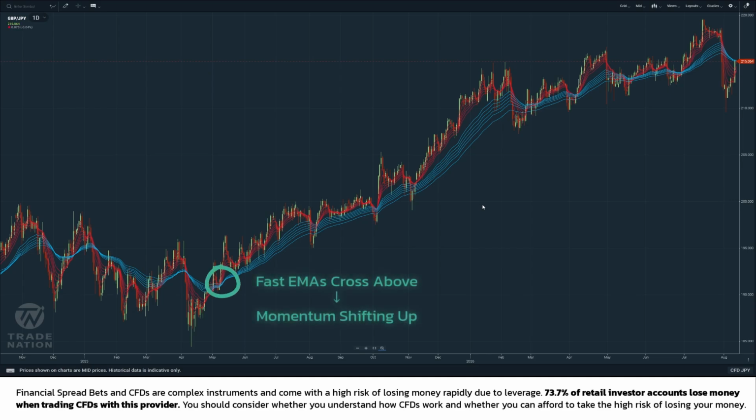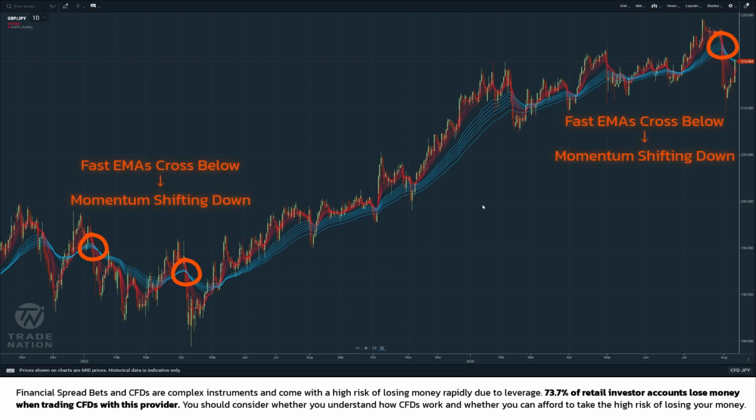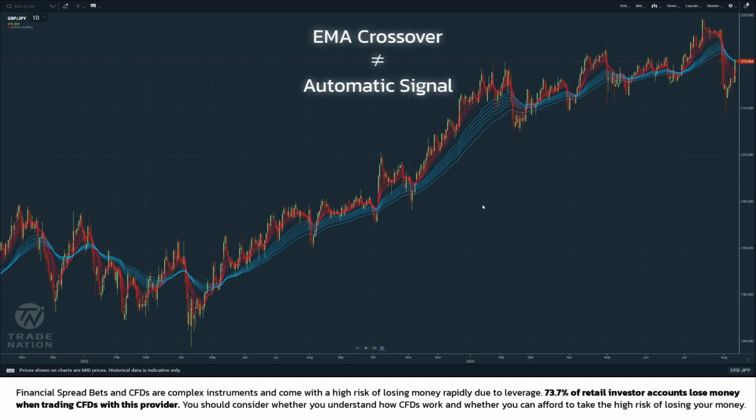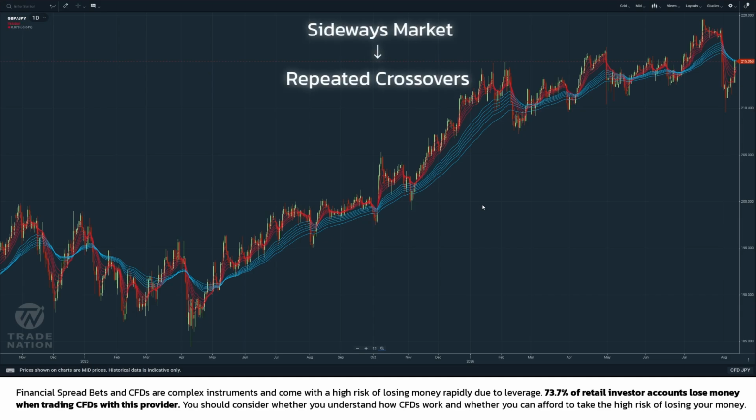If the faster averages move from below to above the slower group, momentum is shifting upwards. A move from above to below suggests momentum is shifting downwards. However, the crossover itself should not be treated as an automatic trading signal. Moving averages are based on past prices and can produce repeated crossovers when the market is moving sideways.